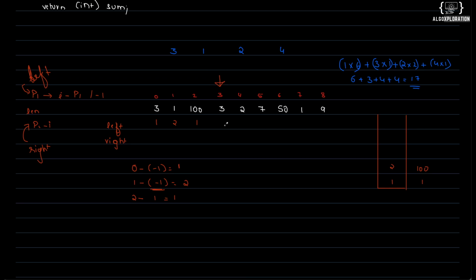Now see, if 3 is there, can 100 be my answer? No, for this element 100 cannot be the answer as a previous smallest element, right? So I need to delete this 100.